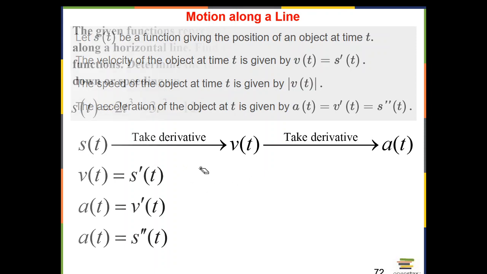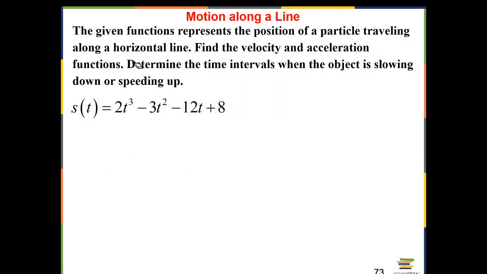All right, so let us apply this. Here is a position function of a particle moving on a horizontal line, right? Find the velocity and acceleration functions. Determine the time intervals when the object is slowing down or speeding up.